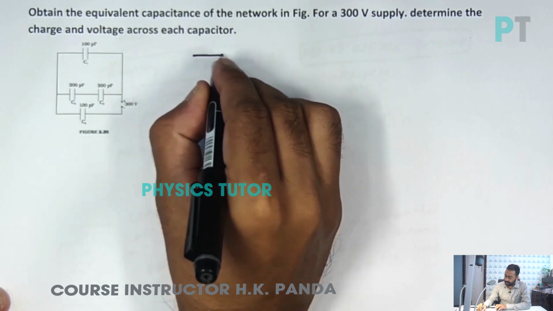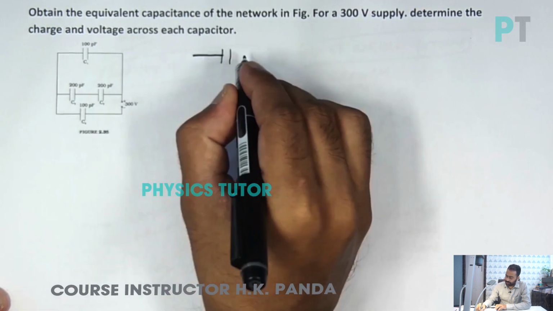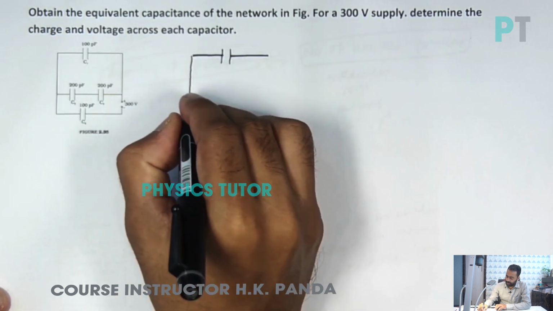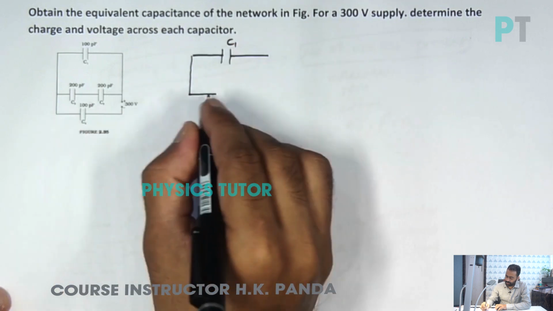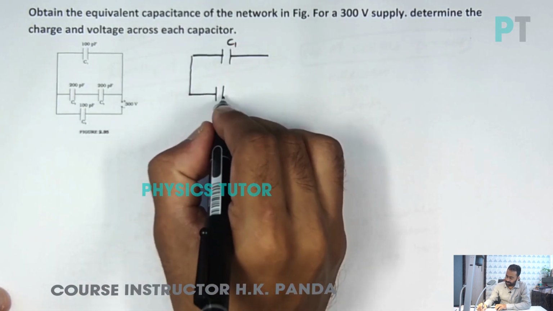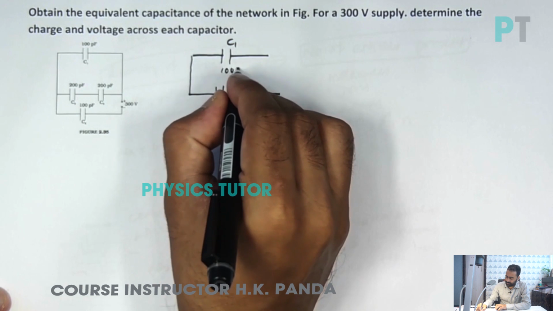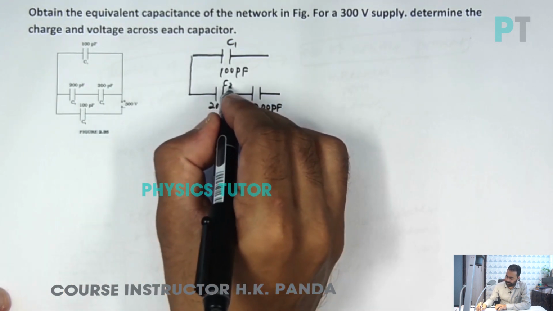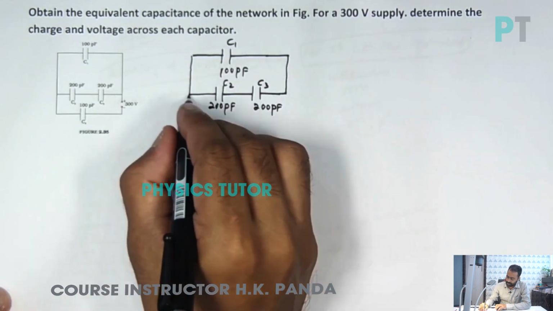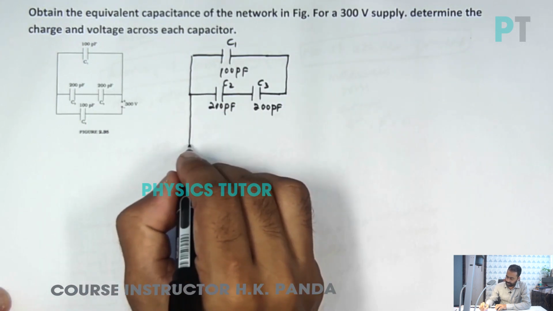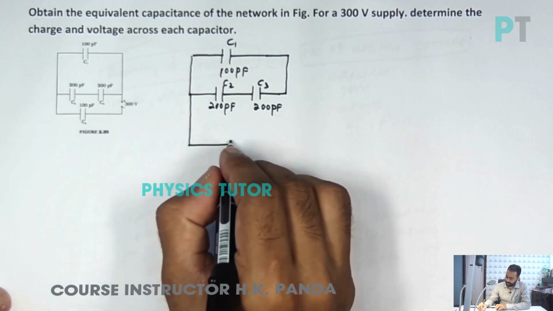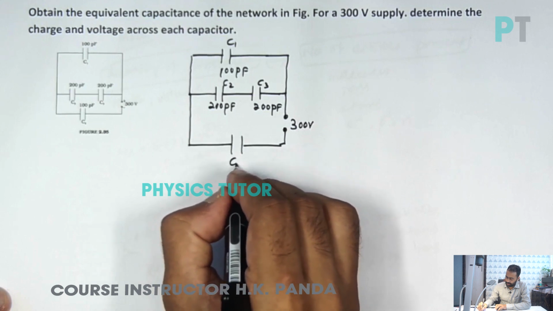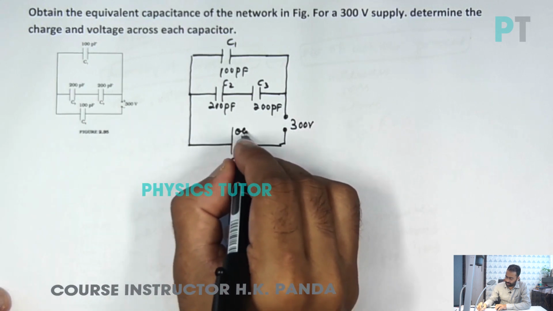Here this is C1, which is a 100 picofarad capacitor, and these two are 200 picofarad capacitors, and these are C2 and C3. Now this is connected across a 300 volt supply through this capacitor C4, and here the C4 is 100 picofarad.